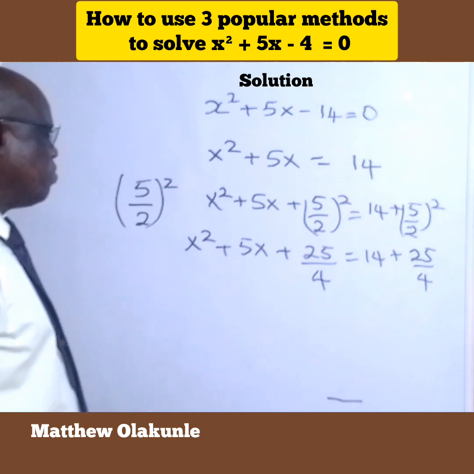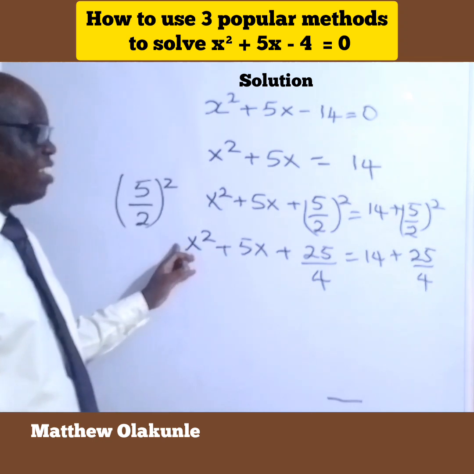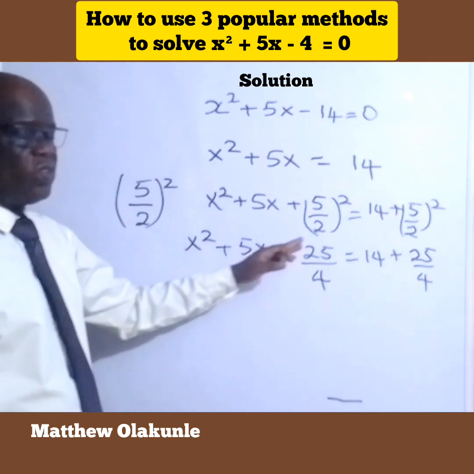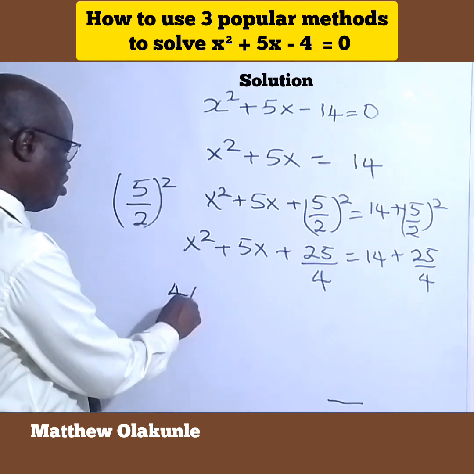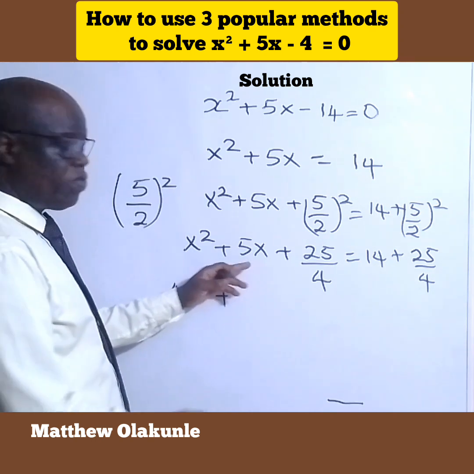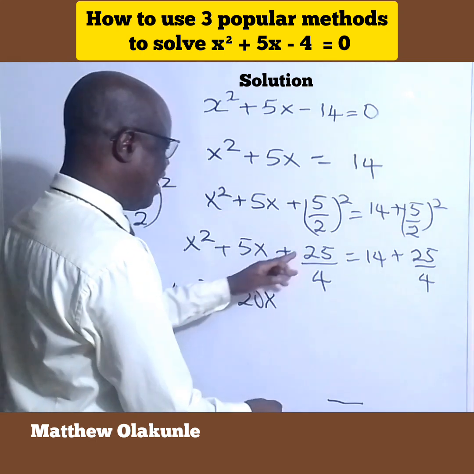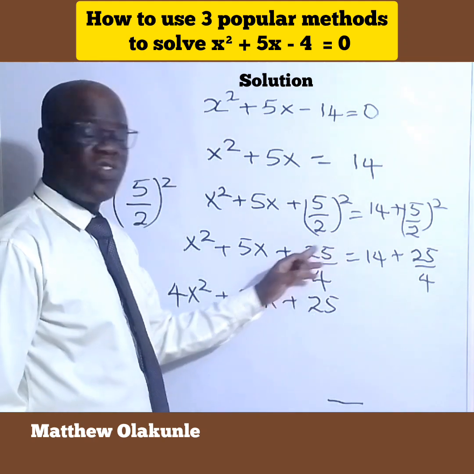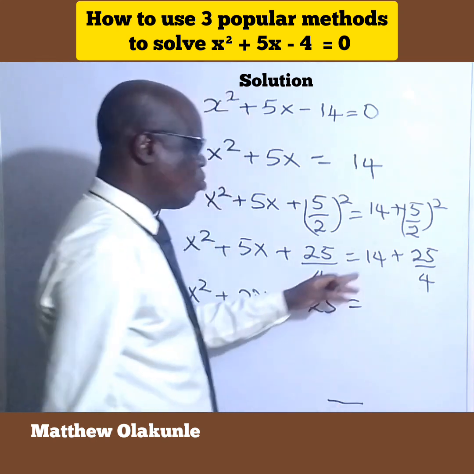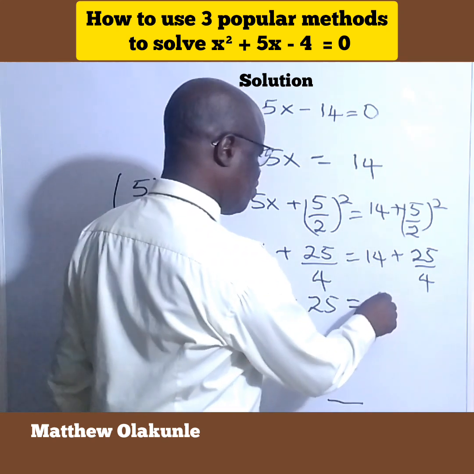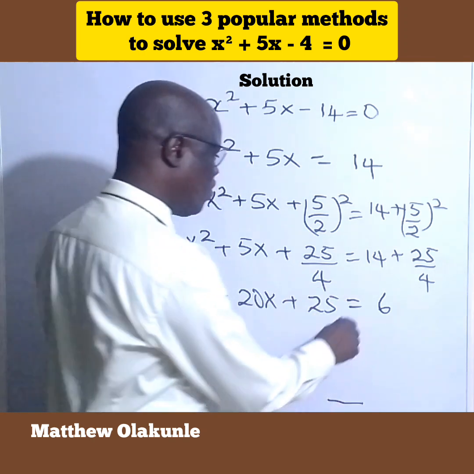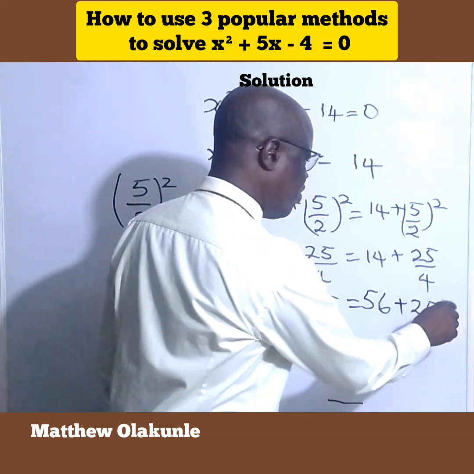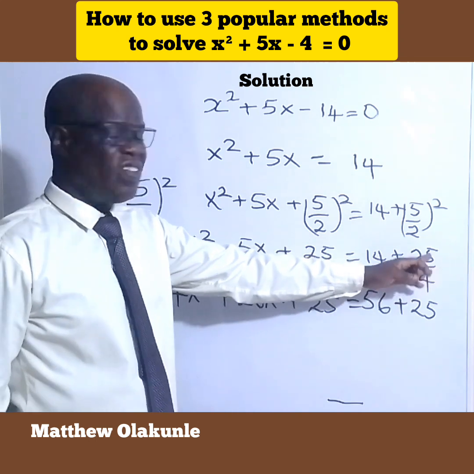So the next thing you can do is to multiply each term by this 4. 4 is the LCM here. So multiply each term by 4. So this one becomes 4x squared, this becomes 20x. This becomes 25, because 25 over 4 multiplied by 4 is 25. So multiply this by 4. 4 times 4, 16, remainder 1. 4 times 1, 4. Then you have 56. Then this becomes 25.